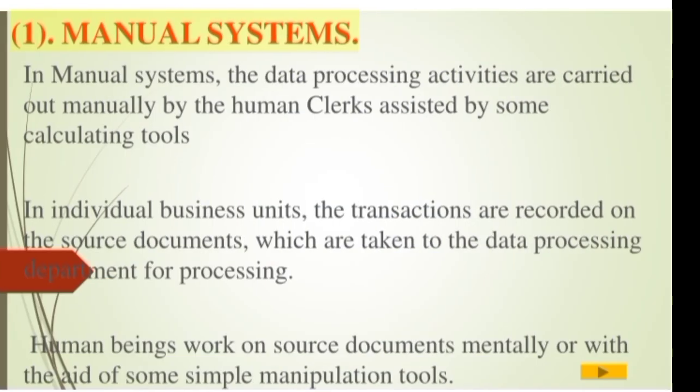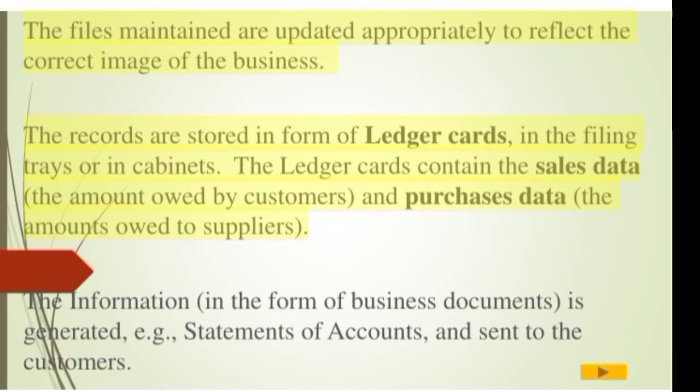1. Manual systems. In manual systems, the data processing activities are carried out manually by human clerks assisted by some calculating tools. In individual business units, the transactions are recorded on source documents, which are taken to the data processing department for processing. Human beings work on source documents mentally or with the aid of some simple manipulation tools. The files maintained are updated appropriately to reflect the correct image of the business. The records are stored in the form of ledger cards, in filing trays or in cabinets.